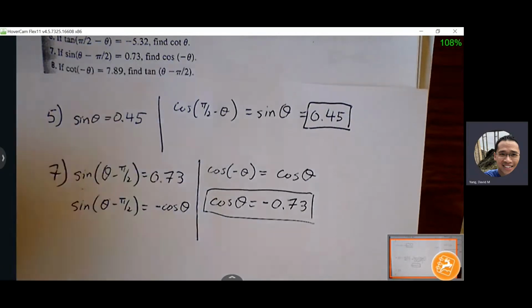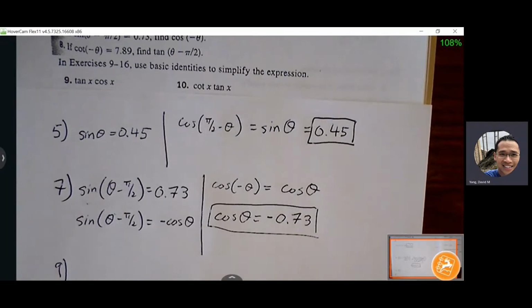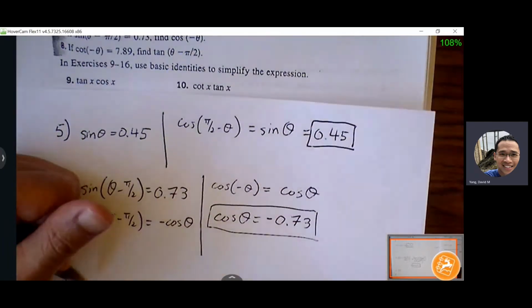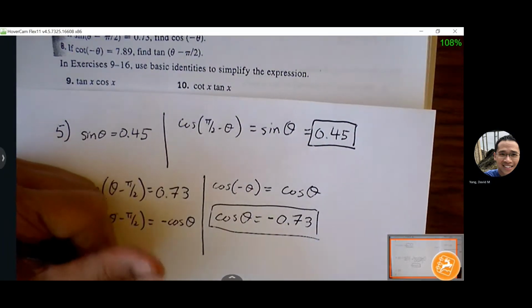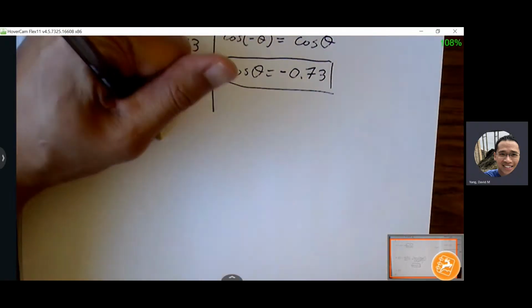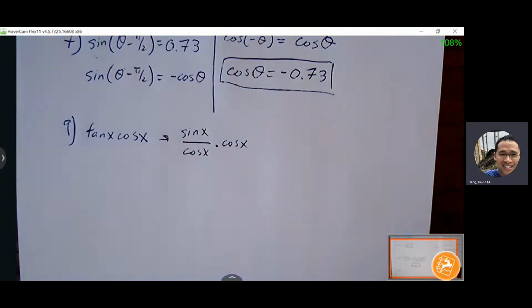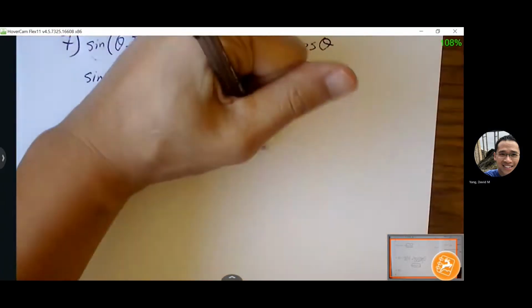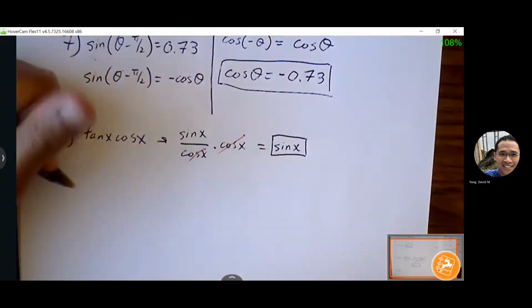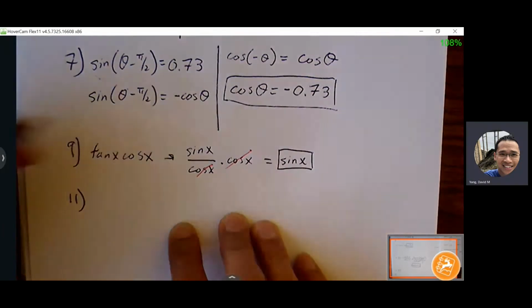Okay, some of these are repeats of what you've seen. Number 9, use basic identities to simplify the expression. Tangent of x times cosine of x, number 9. Convert that tangent to be in terms of sine and cosine. Okay, number 11.